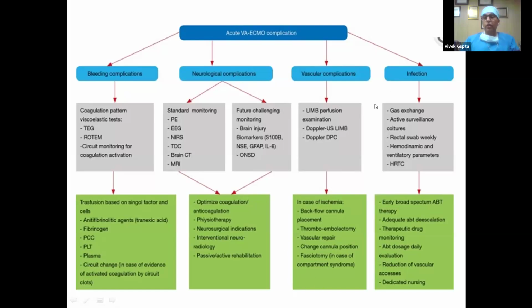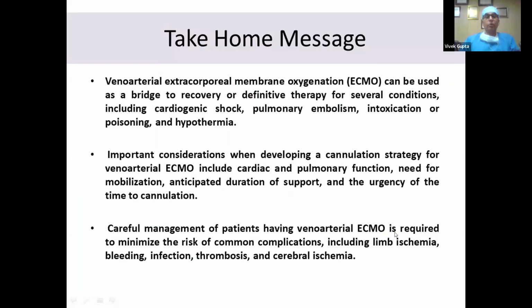If there is an infection that will lead to an alteration in the gas exchange, you should send routine cultures, active surveillance should be done, and if there is hemodynamic instability or there are issues with the lung, you need to increase the ventilatory parameters. You have to make sure that you are optimizing the hemodynamics and you are using appropriate antibiotics depending upon the cultures and as per your hospital protocol.